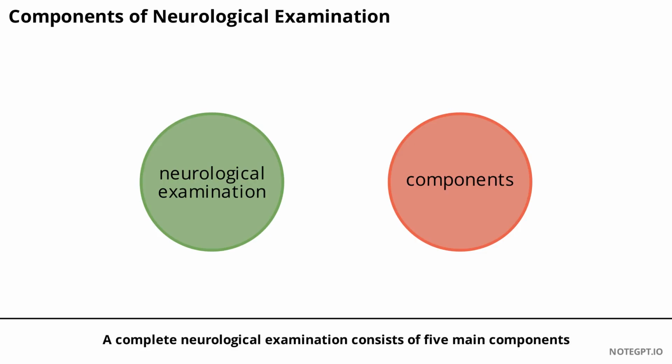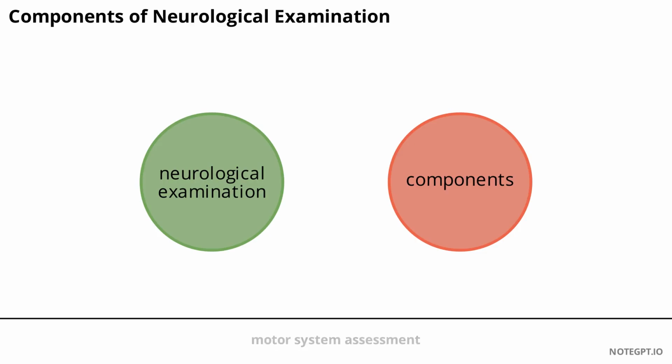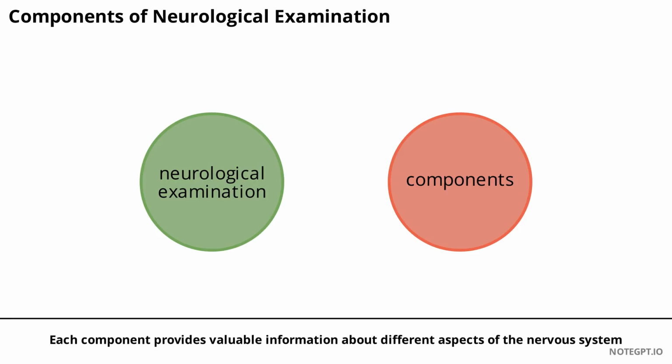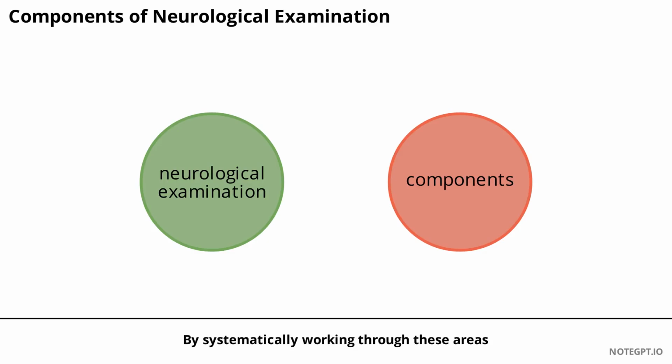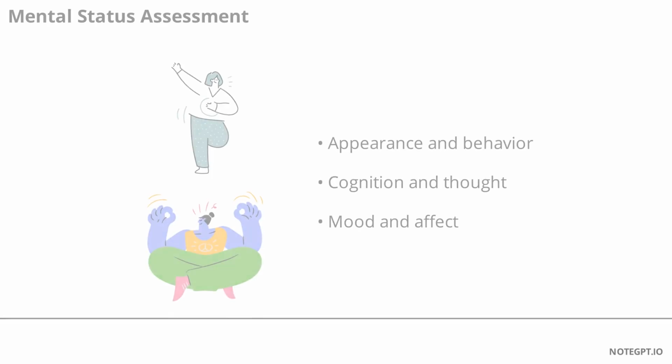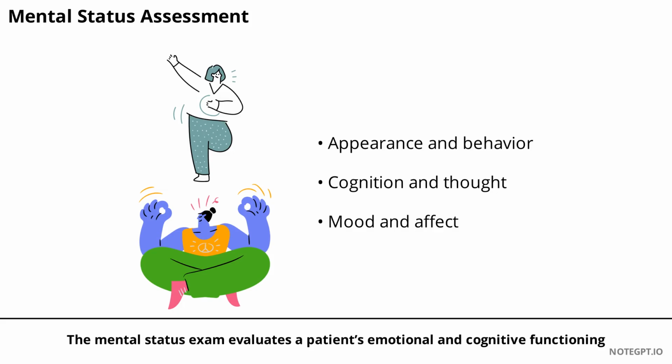A complete neurological examination consists of 5 main components: mental status exam, motor system assessment, sensory system assessment, cranial nerves assessment, and reflex testing. Each component provides valuable information about different aspects of the nervous system. By systematically working through these areas, you can identify abnormalities and localize neurological deficits. In the following scenes, we'll break down each component, explain how to perform the assessments, and discuss what findings to look for. The mental status exam evaluates a patient's emotional and cognitive functioning.